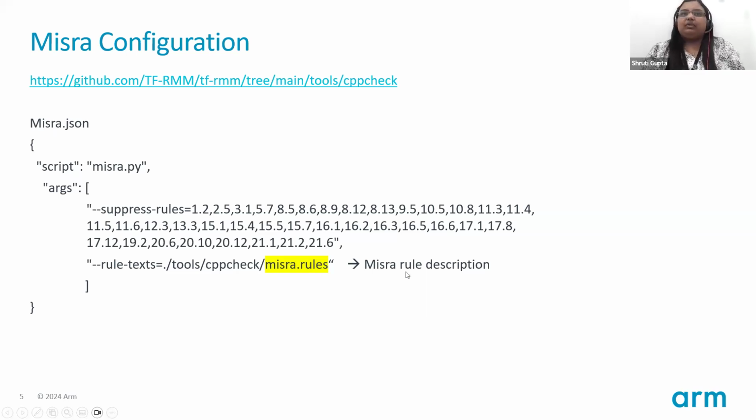Even without the rules file, we can run CPPcheck. It's able to report all the errors. It's just that you will not get the error message that we have in the MISRA rules file. And in GitHub, you can check what all configurations we are doing for CPPcheck.